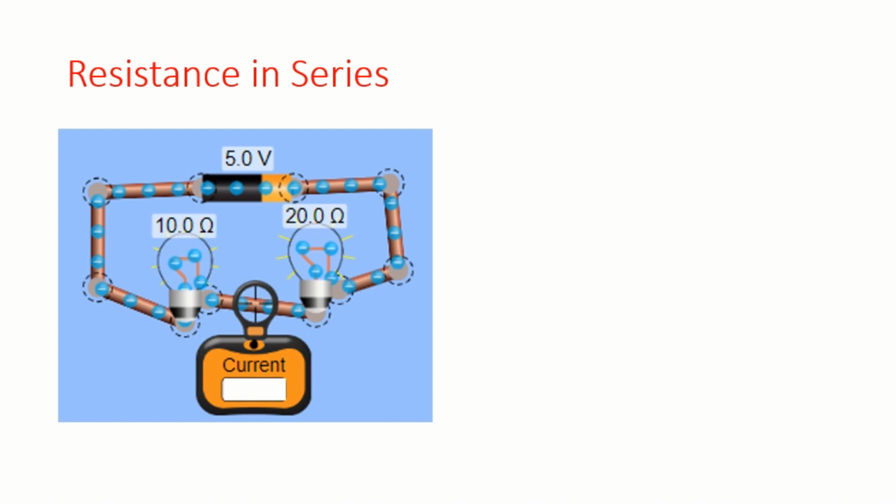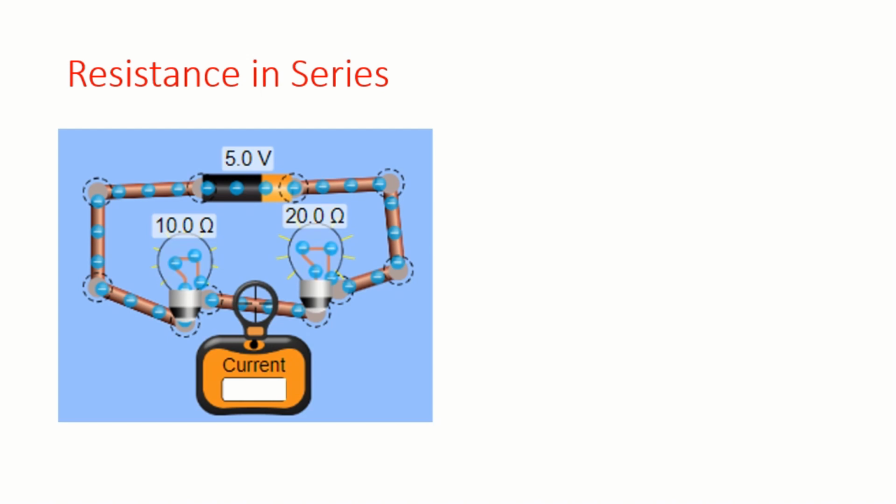So let's get started. The first circuit that we're going to look at is the one that you can see on the screen, which is an example of a series circuit. Now we know that this is a series circuit because there's simply one loop. You've got a 5-volt cell or battery connected to a 20 ohm and a 10 ohm light bulb. So the way we would describe this is we'd say that the cell is connected in series with the two lamps.